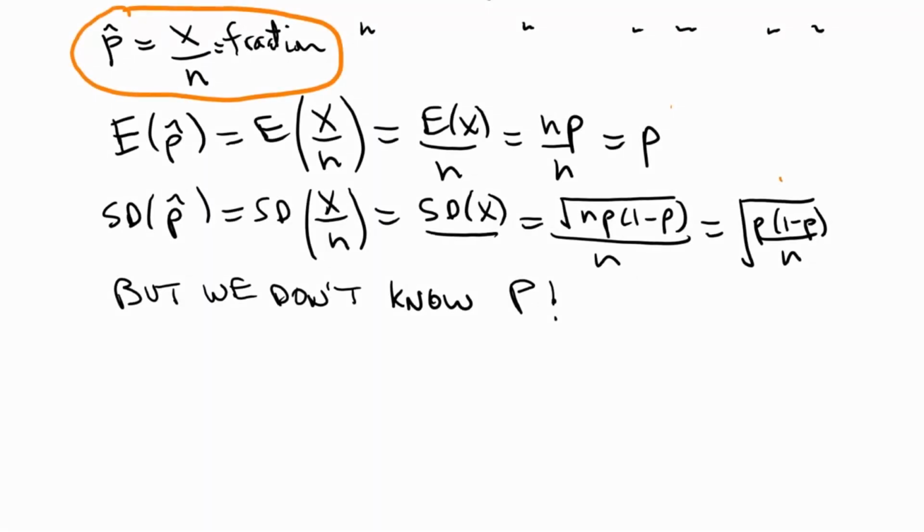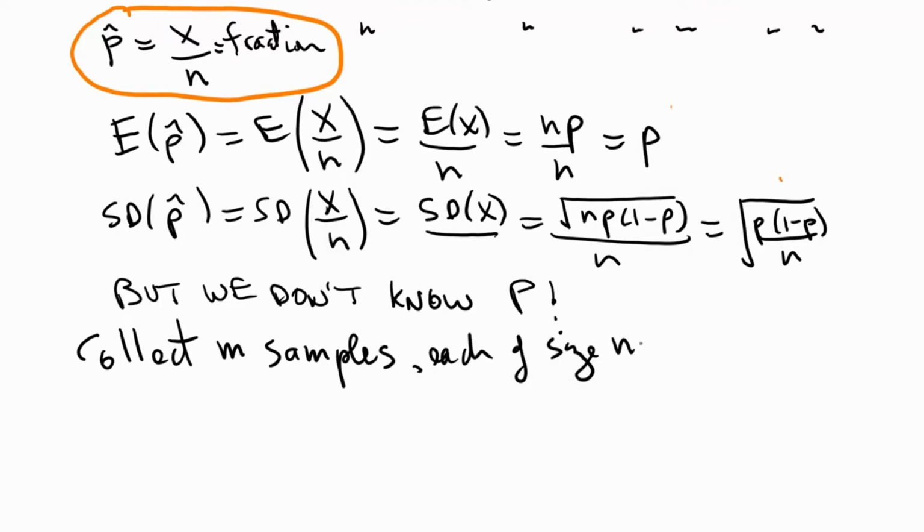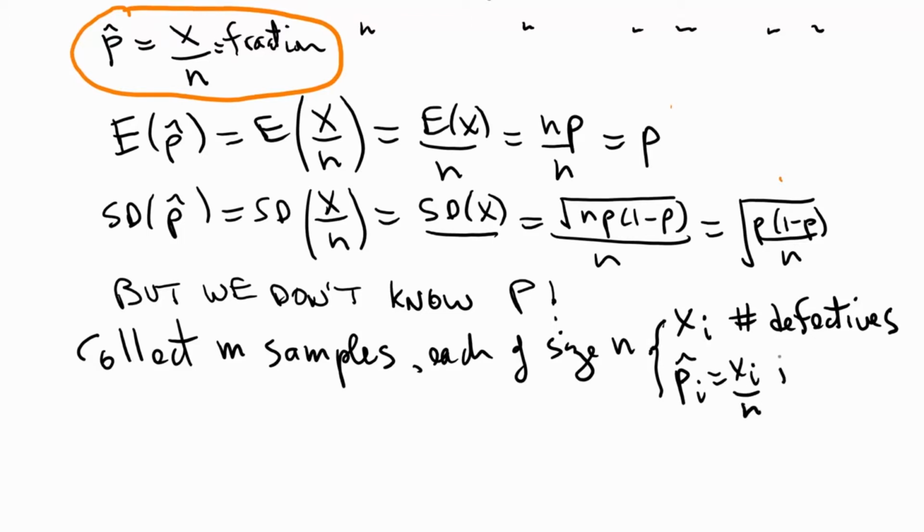We don't know p, so we need to estimate it. As usual, we can collect some data and see how to use that data. Let's say that we collect m samples, each of size n. Within those samples, we track xi, which is the number of defectives, non-conforming units in a sample. And we can also collect values of pi hat, which is equal to xi over n, which really gives me the fraction of defectives.